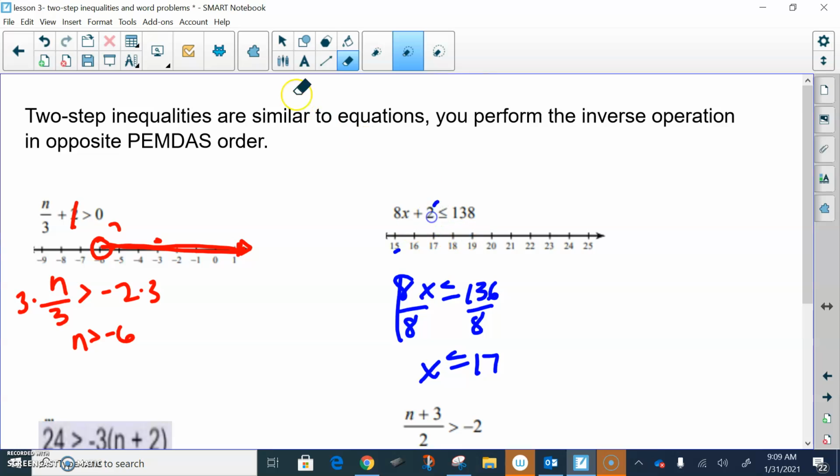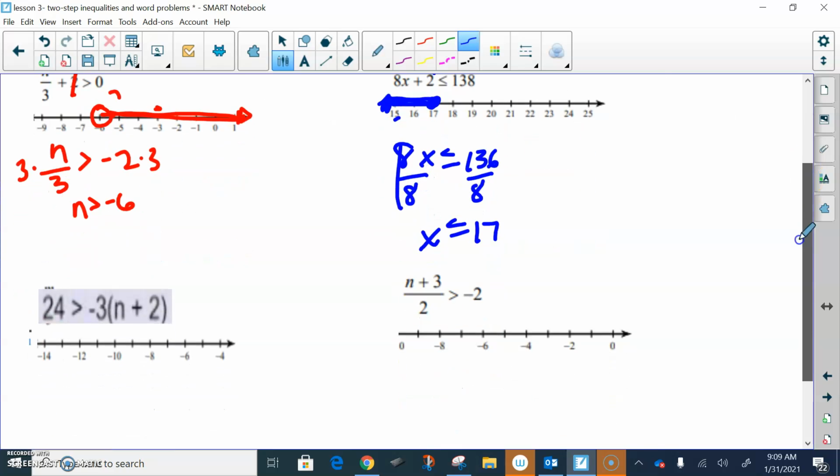So to graph that, this time we have a bar underneath, so 17 is included. So we're going to shade that circle, and we want less than, so we're going to shade the way it's pointing, so we're going to shade down. Right. Let's do some that are a little more interesting.